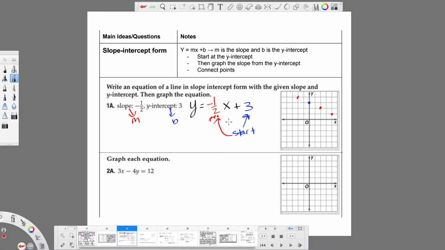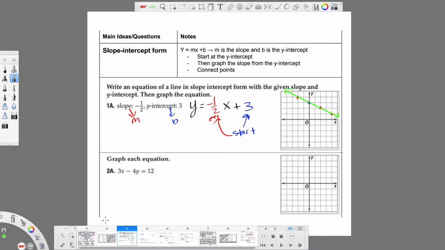So now, if I connect these guys, let's see, we'll connect it with a bright green. Up 1 over 2, so it would be right there. I'm just trying to do this kind of nicely. There we go. So I've connected my line. And it would go on and on forever in both directions unless we were given some kind of limit.